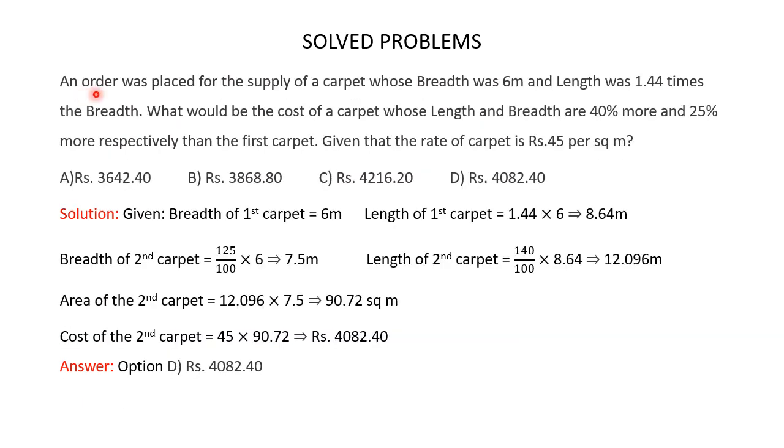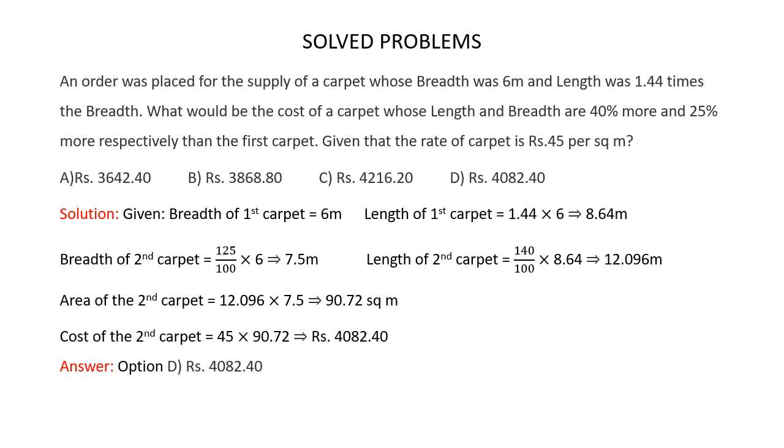An order was placed for the supply of a carpet whose breadth was 6 meters and length was 1.44 times the breadth. What would be the cost of a carpet whose length and breadth are 40% more and 25% more respectively than the first carpet, given that the rate of the carpet is rupees 45 per square meters? Here you are given 4 options and you have to find out which of these options is the correct one. So here you are asked to find the cost of the second carpet.